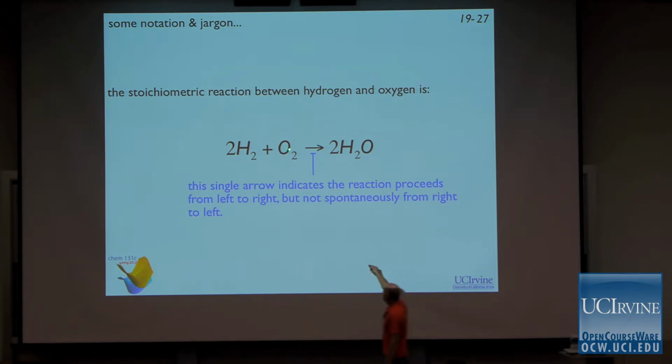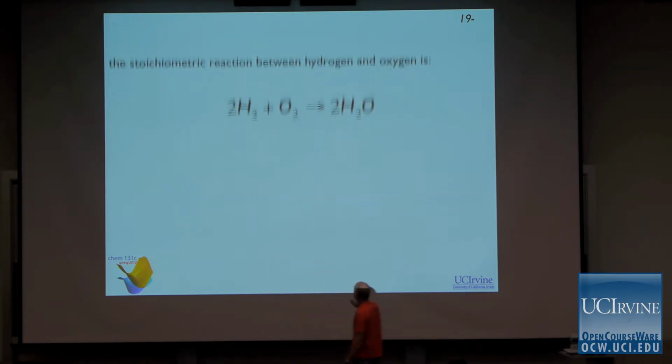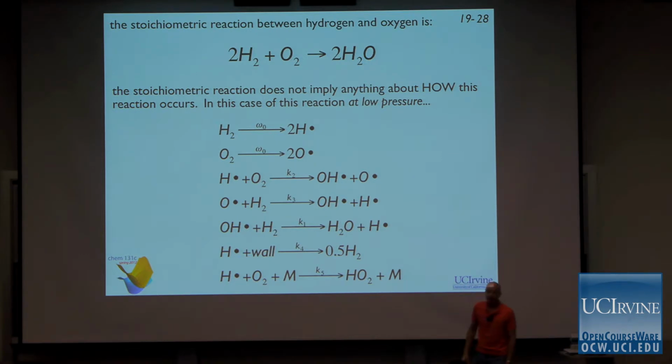When hydrogen and oxygen react to make H2O, there's virtually never a collision between an H2 and an O2. Might be kind of surprising to hear that. Here's the stoichiometric reaction, but when this reaction actually occurs, there's virtually never a collision between an H2 and an O2. What happens instead is this. That's a mechanism. Hydrogen dissociates to get 2 hydrogen atoms. Oxygen dissociates to get 2 oxygen atoms. And then a hydrogen atom collides with an O2 to give us an OH radical and an oxygen atom, and so on and so forth.